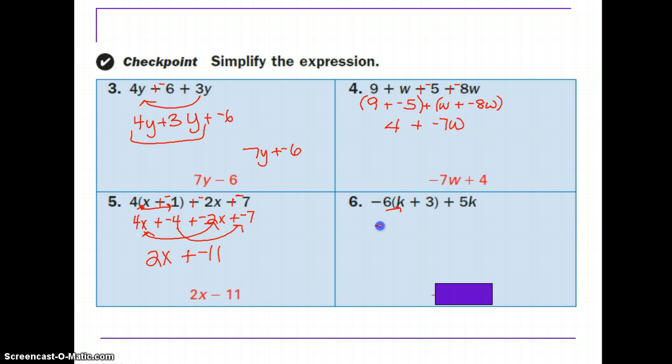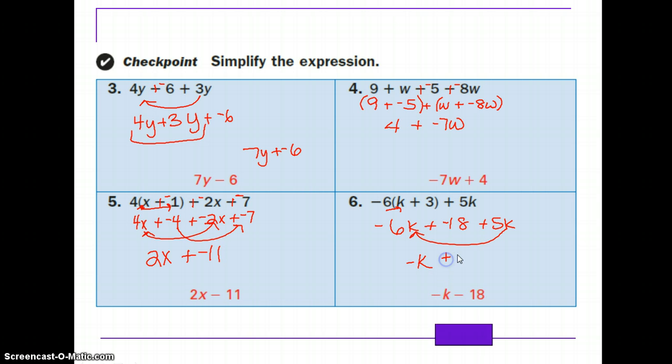6, distribute negative 6k plus negative 18 plus 5k. 5k and negative 6k make negative 1k, which is just negative k, plus negative 18. Both of these are the same answer. You do not need to put the 1k. You can if you want to.